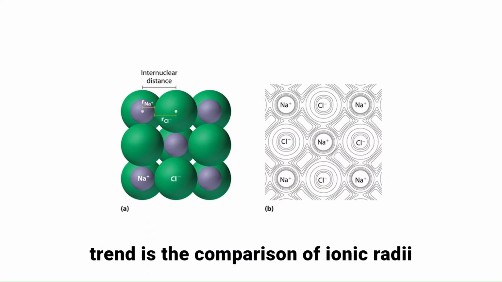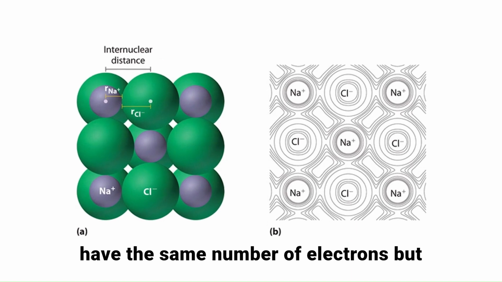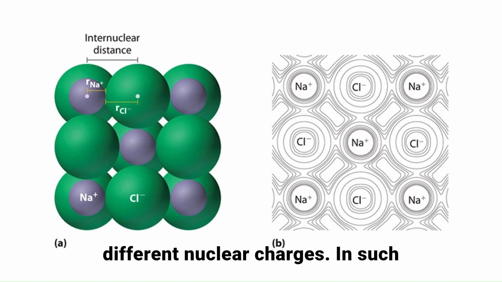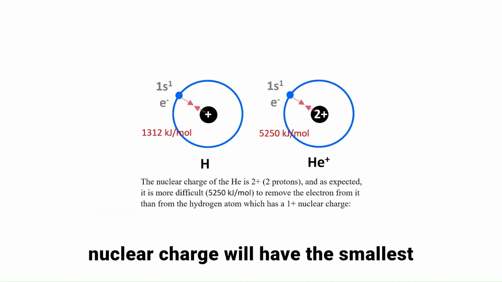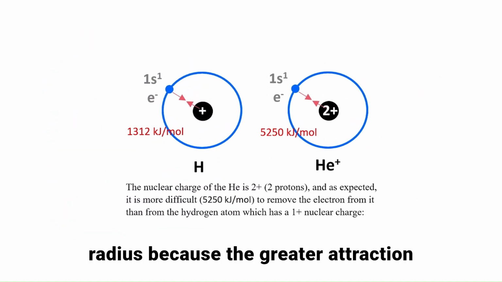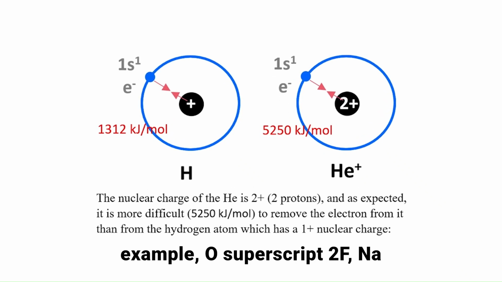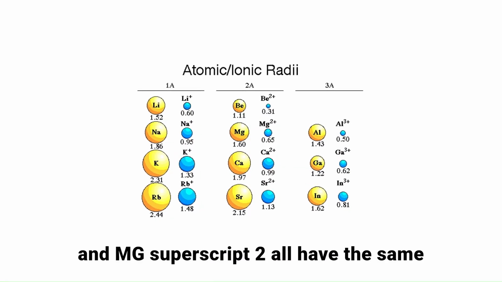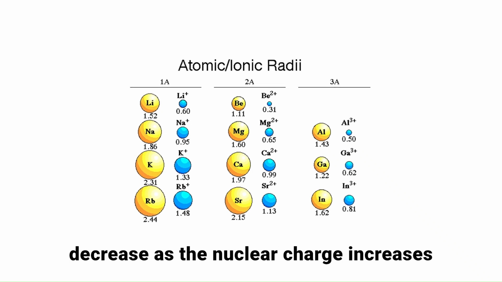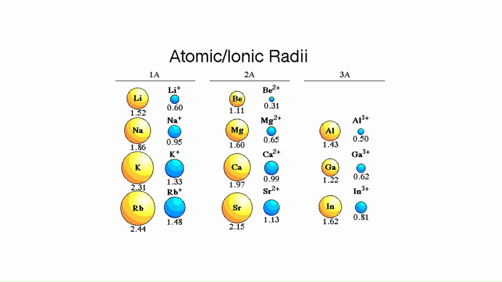Another key trend is the comparison of ionic radii within an isoelectronic series, ions that have the same number of electrons but different nuclear charges. In such a series, the ion with the highest nuclear charge will have the smallest radius because the greater attraction pulls the electrons closer. For example, O²⁻, F⁻, Na⁺, and Mg²⁺ all have the same number of electrons, but their radii decrease as the nuclear charge increases from oxygen to magnesium.